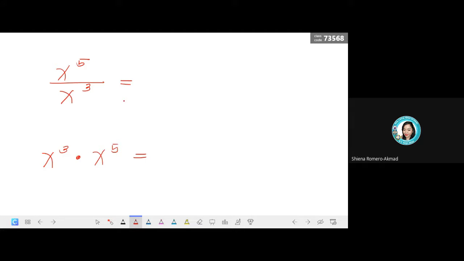So, kapag division, gagawin natin is to subtract the exponent. So, that's x raised to 5. Syempre, yung exponent mo na nasa numerator minus yung exponent nung nasa denominator. So, that would be x squared. You can do this, or simply, mag-cancel out tayo. 5 minus 3 is to cancel this out. So, ang magiging answer nito ninyo is x squared.